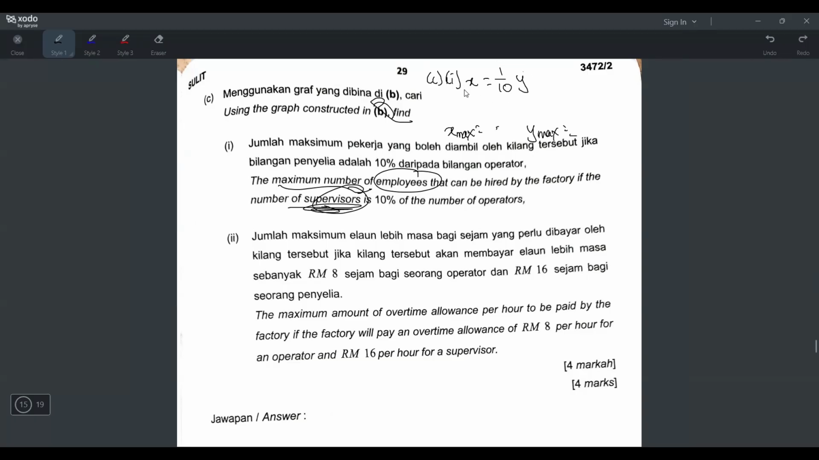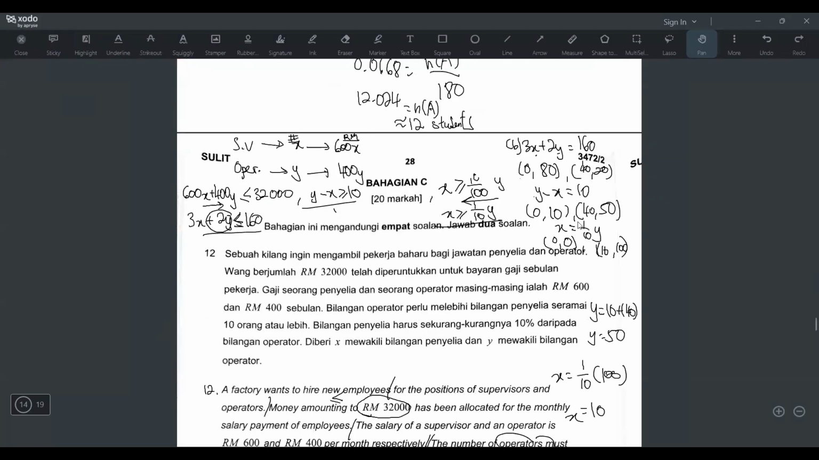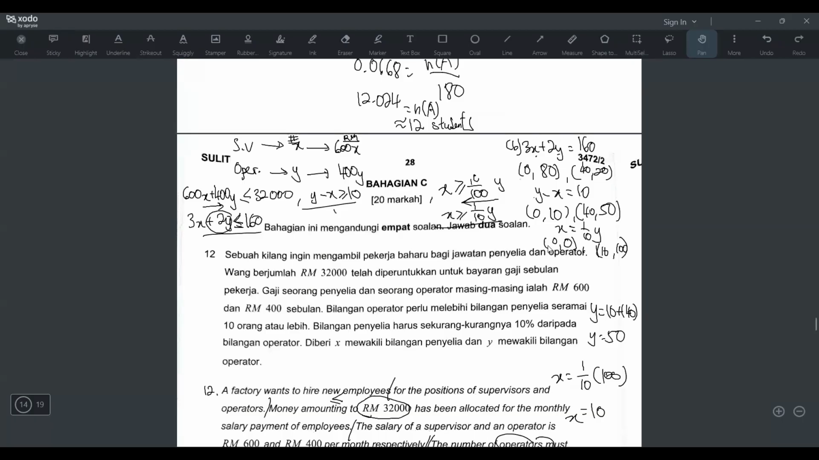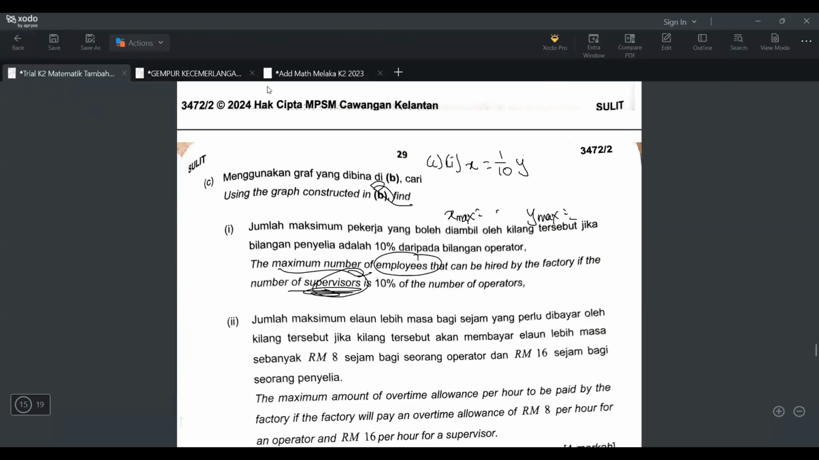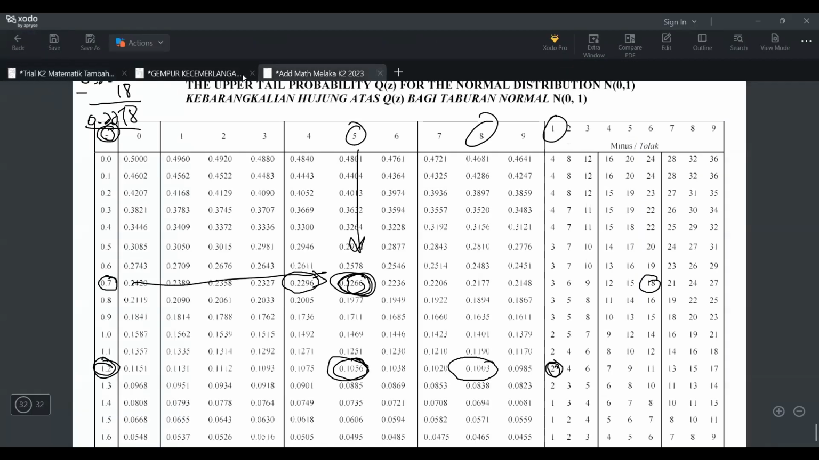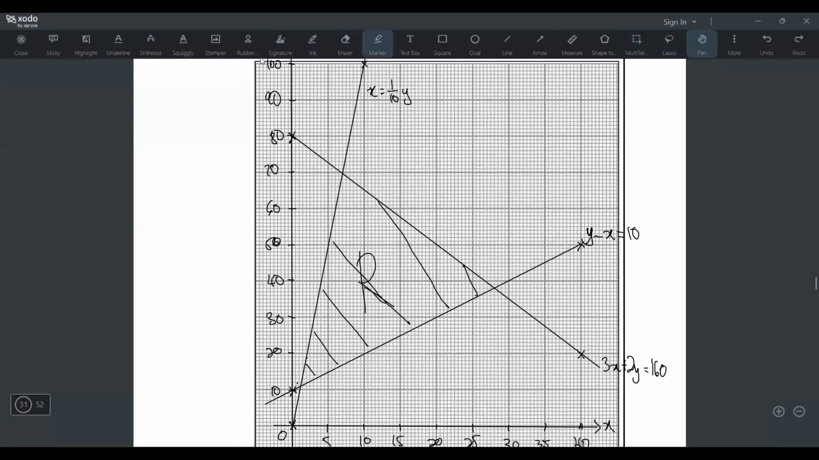Do you realize this line is the same as the line you wrote above, x = 1/10 y? It's the exact same line, right? So you don't have to draw any lines or find points. You already did it. You just go to the graph and look at that line. So let me highlight the line for you. This is the line, x = 1/10 y.